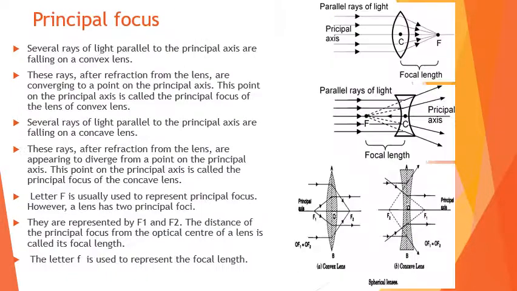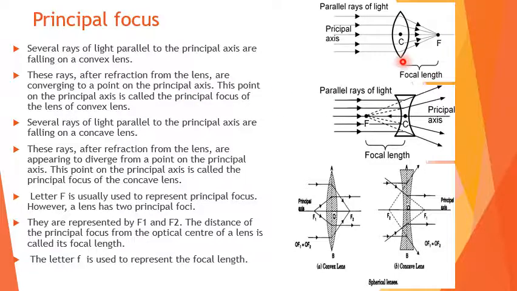Next part, that is the principal focus. Let us see. Several rays of light parallel to the principal axis are falling on a convex lens. You see, this is a convex lens. So these rays, after refraction from the lens, are converging to a point on the principal axis.